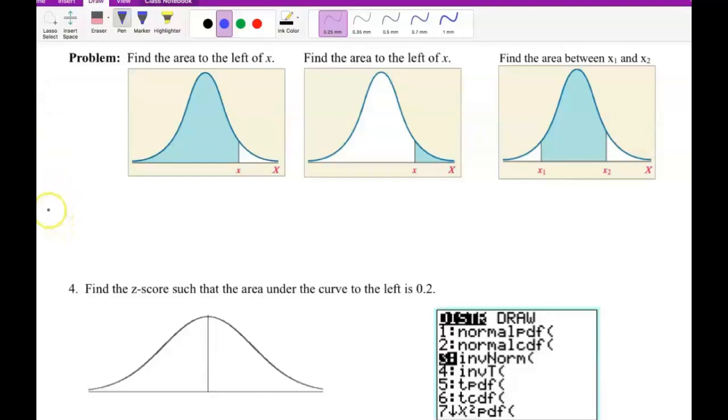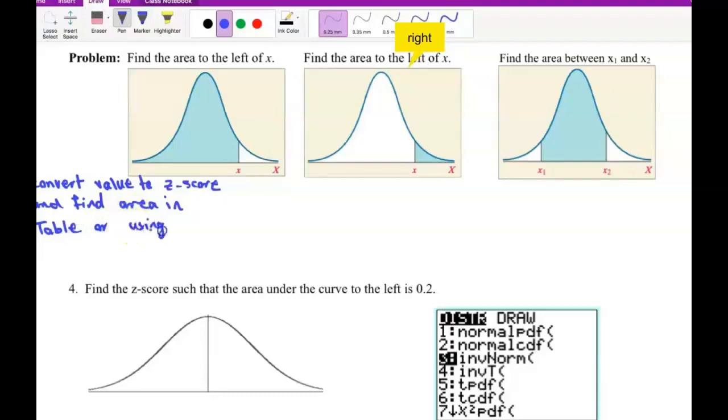Okay, so here on this part, we need to summarize what we had on the previous page. So we need to find the area to the left of x. So here I don't have this where I have x. First, we need to convert our value to z-score. And then find area in table or using normal CDF.